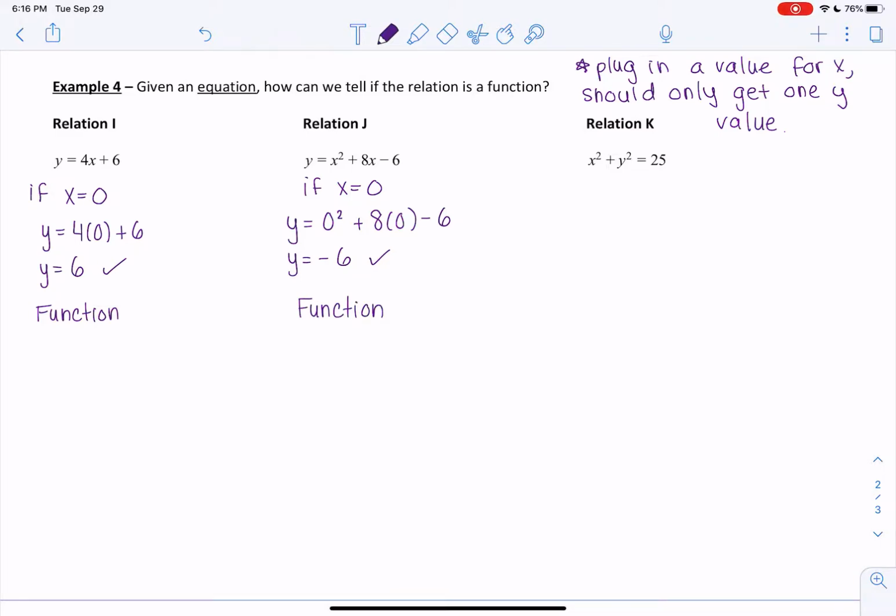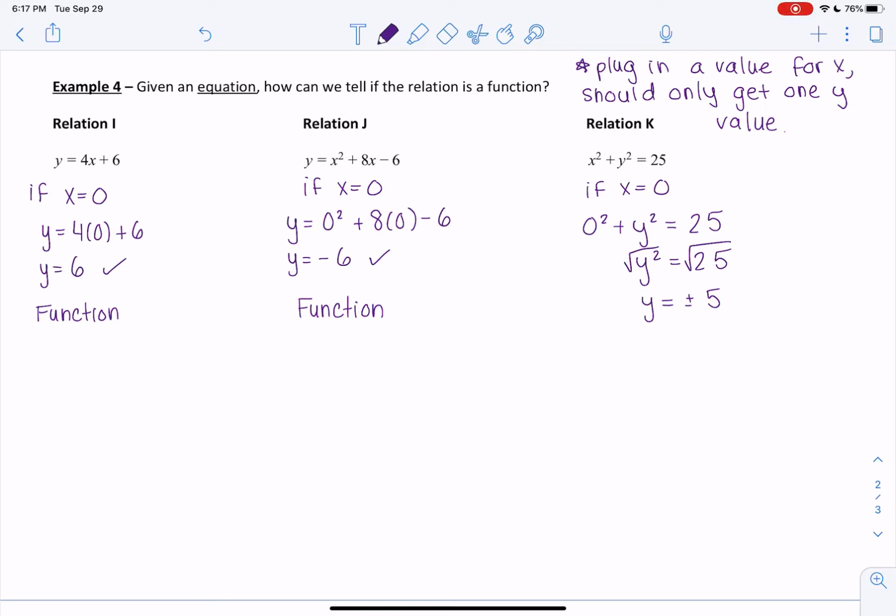And for my last one, I have x squared plus y squared equals 25. So again, I just need to pick a value for x. I'm going to use 0 again for the same reasoning as before. So now I have 0 squared plus y squared equals 25. And then I get y squared equals 25. And to get y all by itself, we're going to square root. And that will give us y equals plus or minus 5.